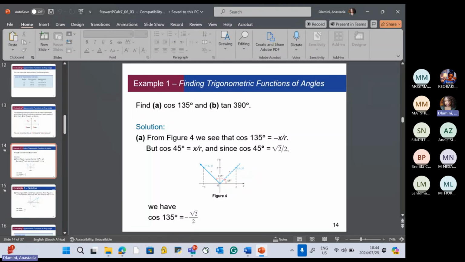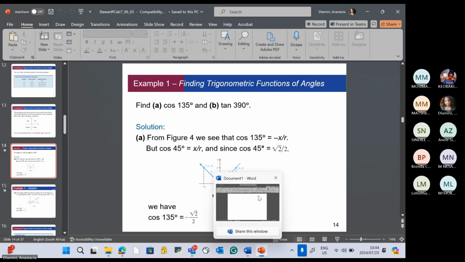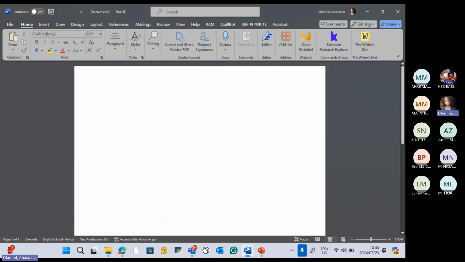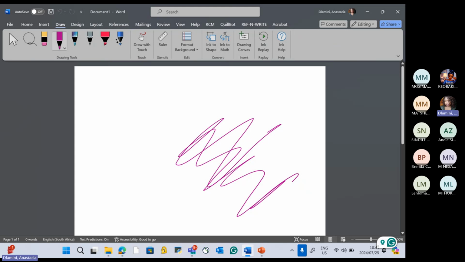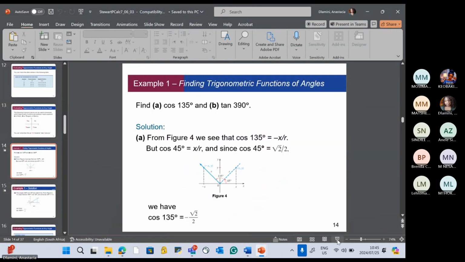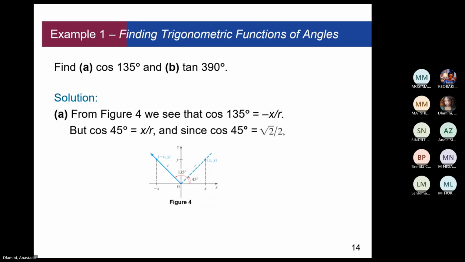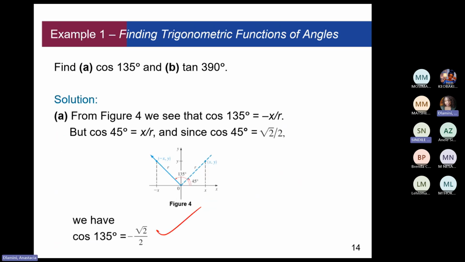Can you try tan 360? What is tan 360, guys? While I'm trying to figure out. Oh, there it is. I don't know what was going on. Let's try tan. Yes, tan 390, not 360. Sorry. Let's try tan 390.